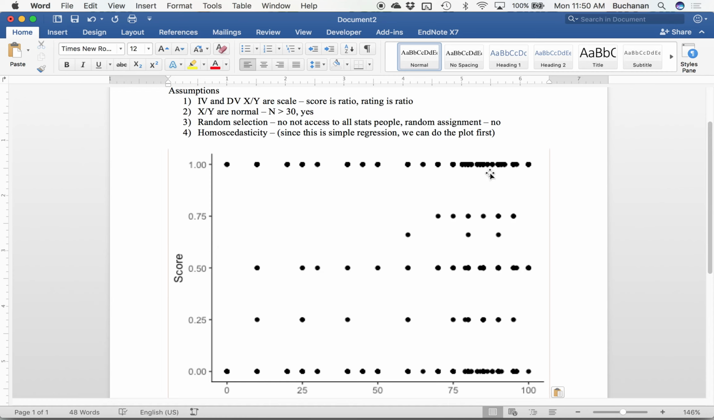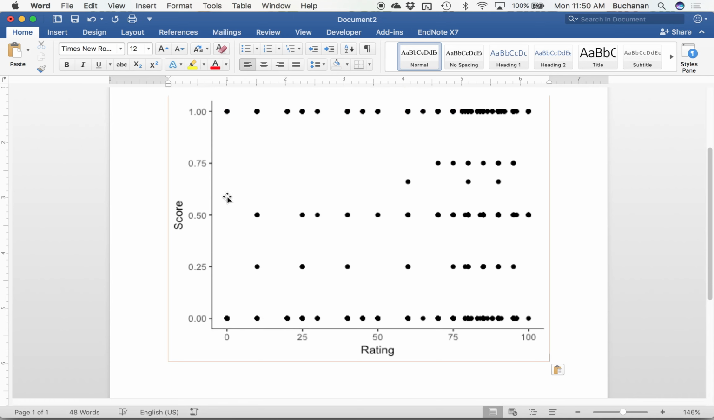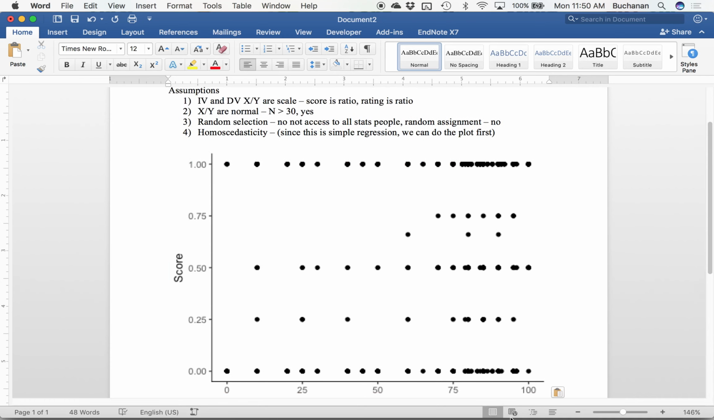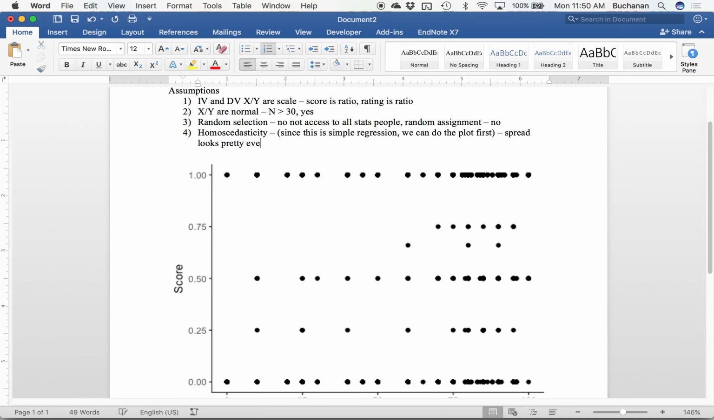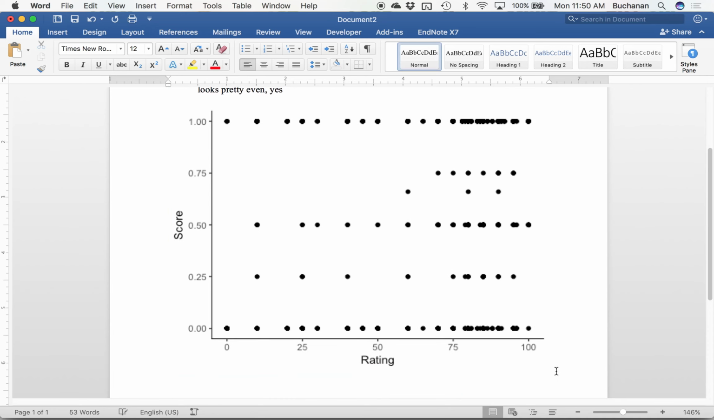Now, there are more dots bunched up over here, so you could say no, because there are more dots bunched up on the right side here. And that's mostly because I teach honors classes, so we don't tend to have people who rate themselves very low and then these scores very low, but I would say it looks relatively even. You could also tell me that you think that these are too bunched up over here, and I would give you credit for that.